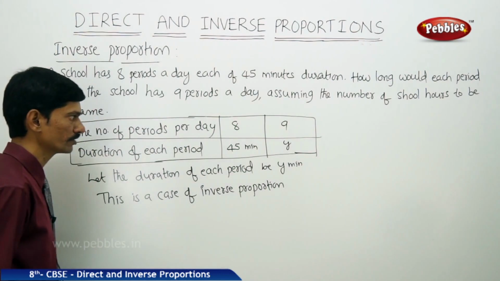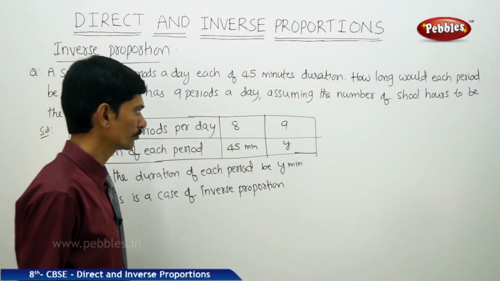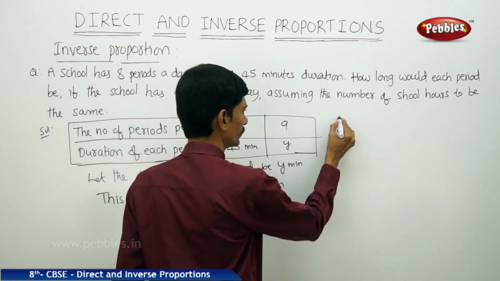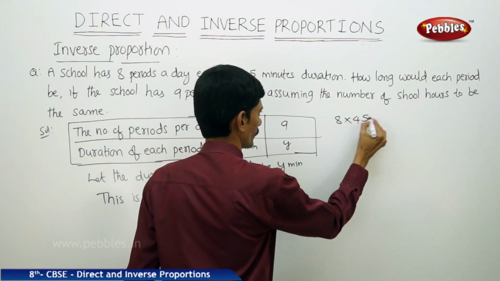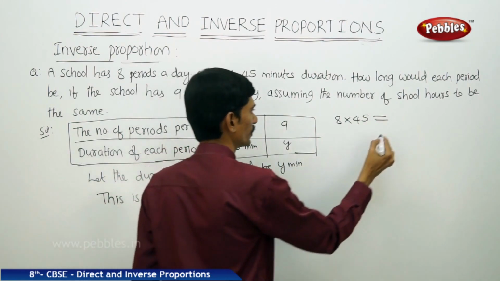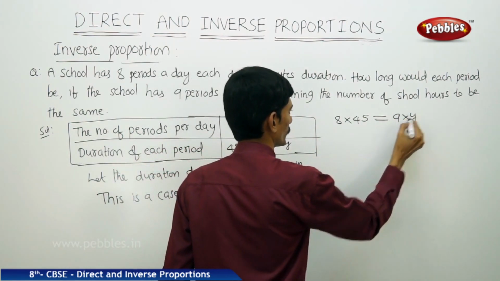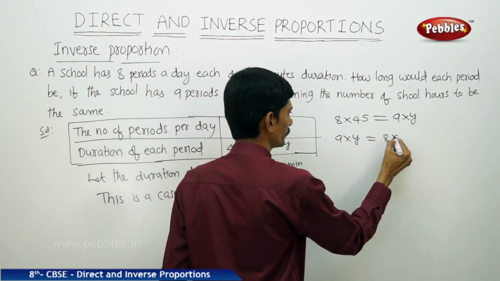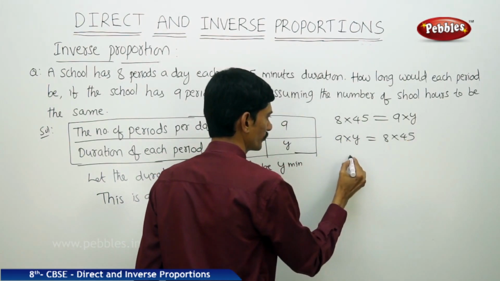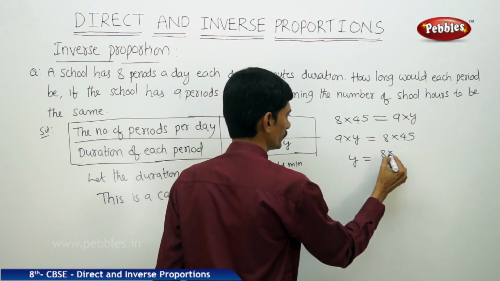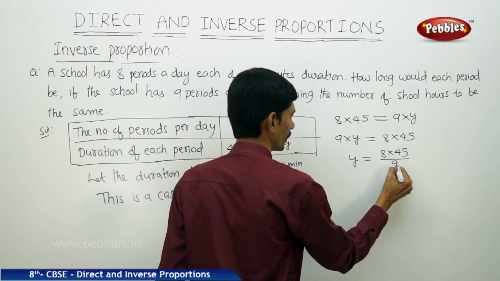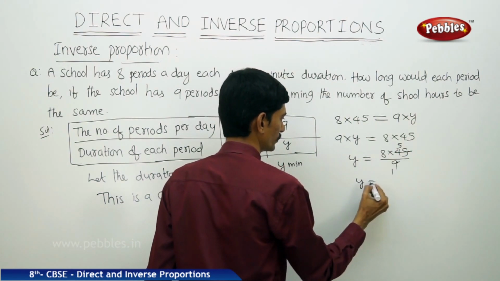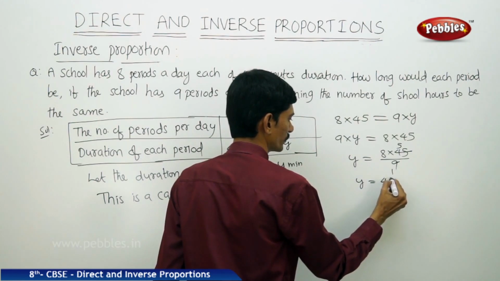So we know that in inverse proportion the product of two quantities is the same. So we can write that 8 into 45 equals 9 into y. Then we can write this as 9 into y equals 8 into 45. So then y equals 8 into 45 by 9. So 9 ones are 9, 9 5s are 45. Then y equals 8 5s are 40.